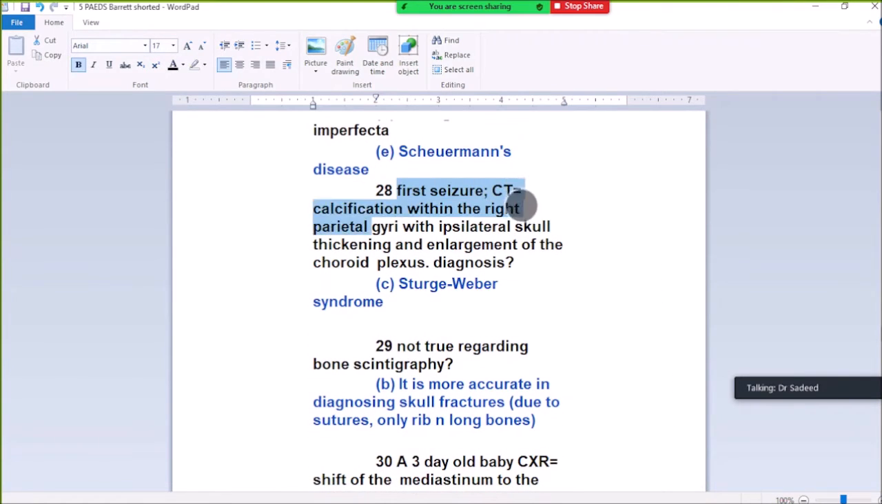Question number 28. CT shows calcification within the right parietal gyri with ipsilateral skull thickening and enlargement of the choroid plexus. Diagnosis: Sturge-Weber syndrome. Gyral calcification, Sturge-Weber.